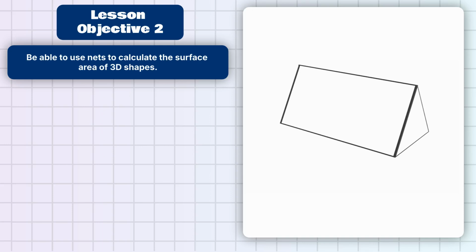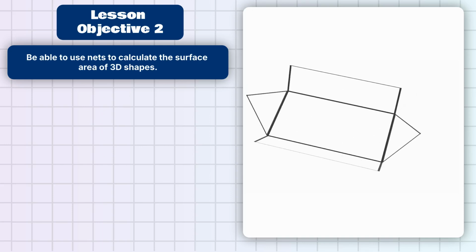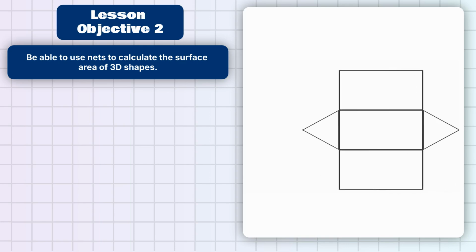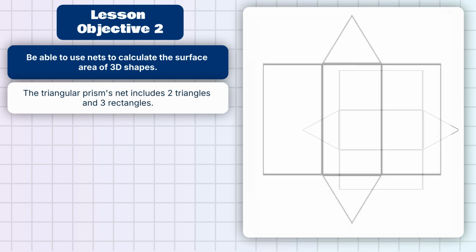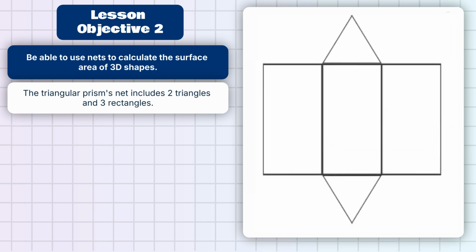Moving on to calculating surface areas, let us start by examining a triangular prism. It consists of 2 triangular bases and 3 rectangular faces. We can unfold this triangular prism to its net. When laid flat, its net includes 2 triangles and 3 rectangles. Now suppose we want to find the surface area of this shape. We can calculate the area of each 2D shape in the net and then sum them up. Let us take a closer look at the net. Suppose the triangular bases are equilateral triangles with a side length of 3 centimeters, and the rectangles are 3 centimeters wide and 4 centimeters tall.